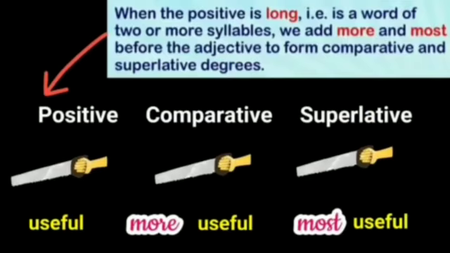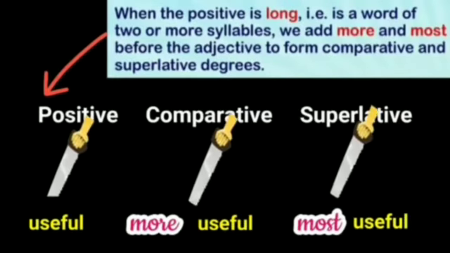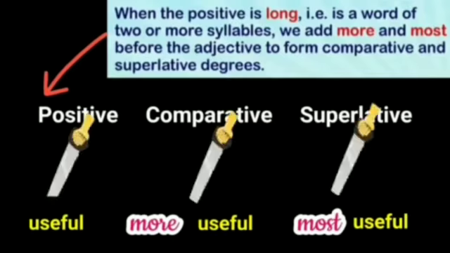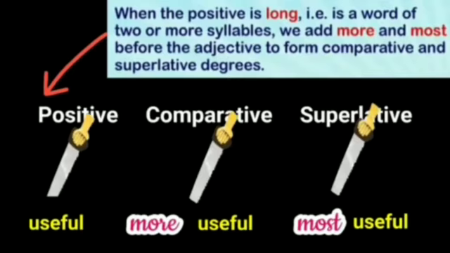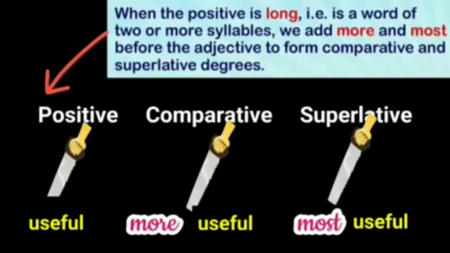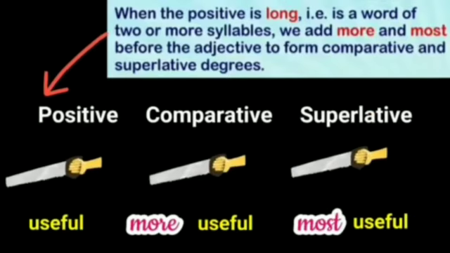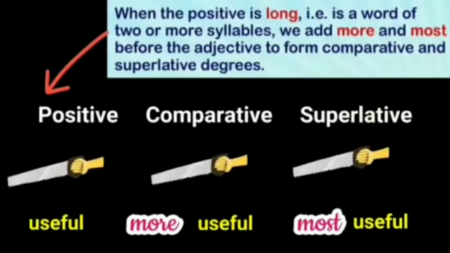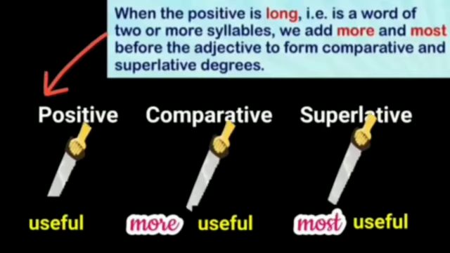Students, when the positive is long, that is a word of two or more syllables, we add more before the adjective in comparative and most before the adjective in superlative. Example, useful. So children, as you can see, when we speak it, we break it into two parts and it contains a vowel. So it has two syllables. In comparative, it will be more useful and in superlative, it will be most useful.